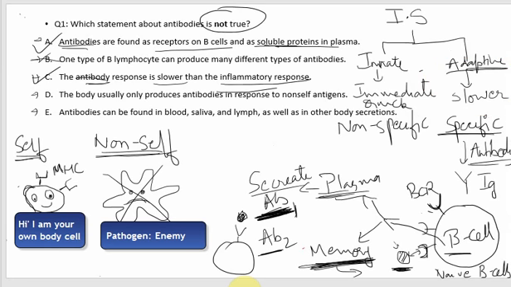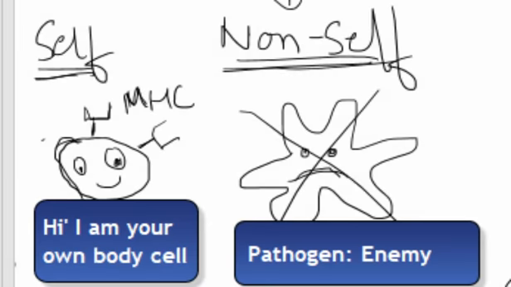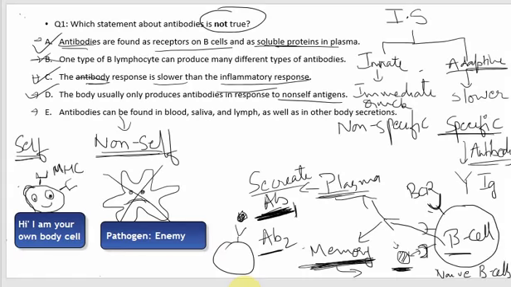Now, option D is the body usually only produces antibodies in response to a non-self antigen. Yes, because of the self non-self recognition, they only generate an immune response against non-self. Then option E is antibodies can be found in the blood, saliva, and the lymph as well as in other body secretions. Yes, this is absolutely correct. The soluble antibodies produced by the plasma cells are released and circulate in the blood, saliva, and body secretions, so everywhere these are found. So, which statement about the antibody is not true? Option B is not at all true.